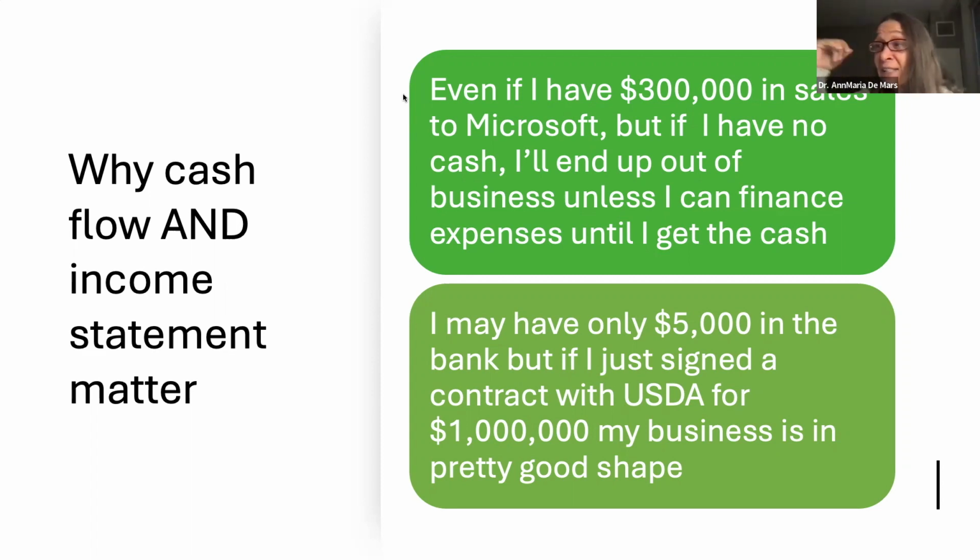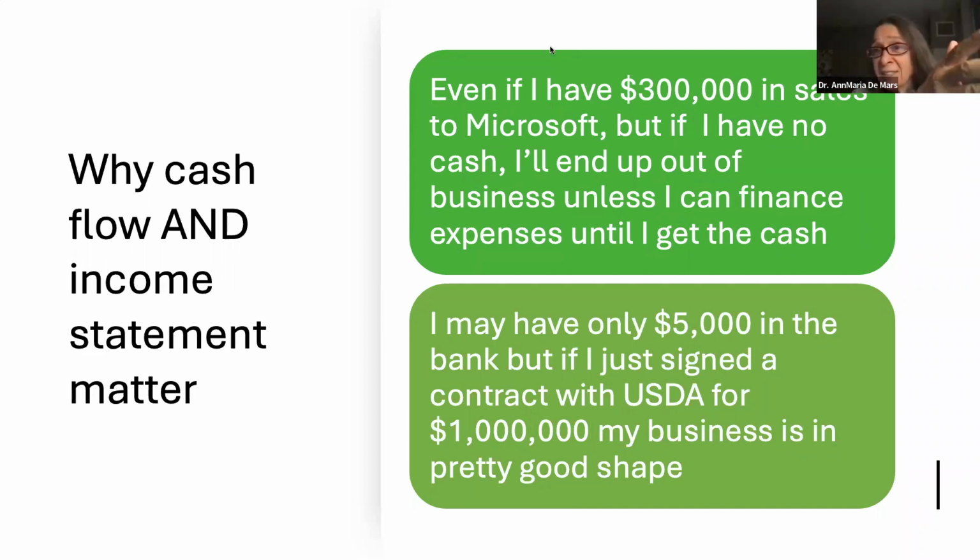And on the flip side, this has happened to me too. I not only have $5,000 in the bank, but I just signed a contract with USDA for $1 million. So I'm in pretty good shape because I have $1 million coming in, even if I only have $5,000 in cash. And there's a reason that I used both Microsoft and USDA as examples, because it's highly unlikely that they're going to go out of business, right?